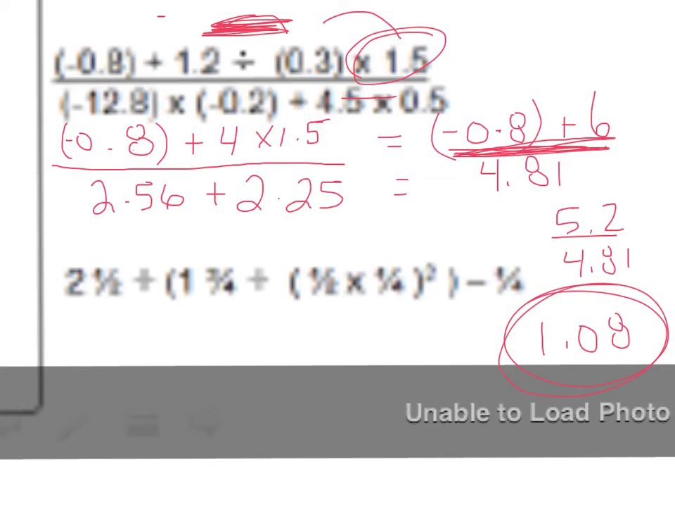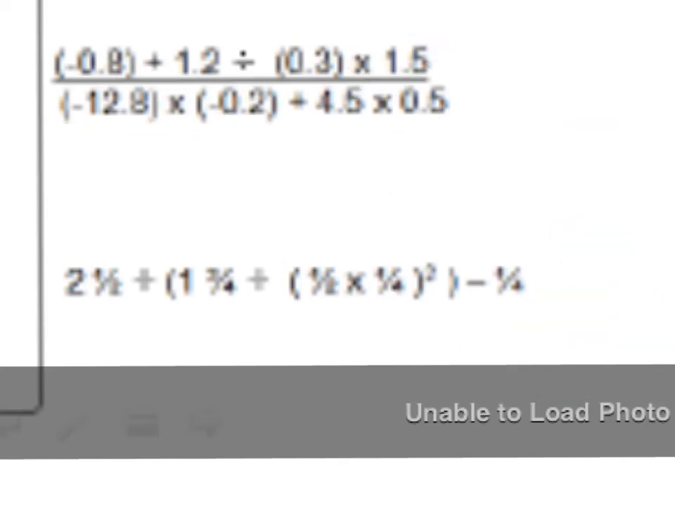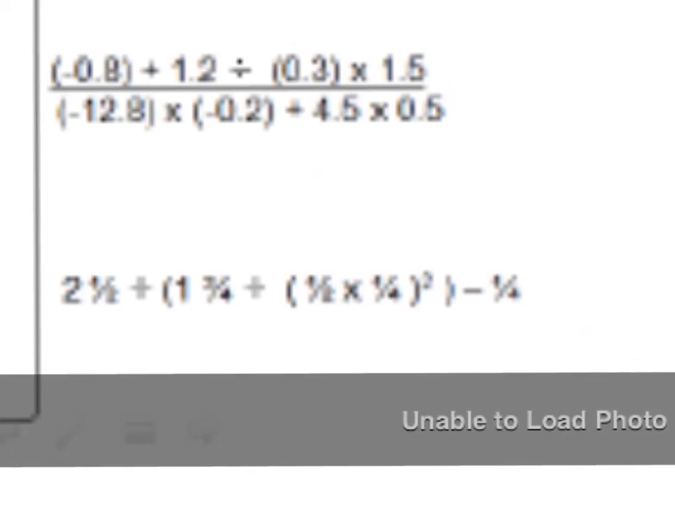Okay, last question on this page. So I'm going to delete all this again. I'm going to do all my work above it just so I can do it. The first thing I'm going to do is I'm going to convert. It's 2 1/2, which gives me 5 over 2. I'm going to add to that the brackets. I'll leave the brackets. 4 times 1 plus 3, which is 7 over 4. I'm going to keep these brackets in. 1/2 times 1/4 is 1/8. And I'm going to square it, and I'm going to minus 1/4.